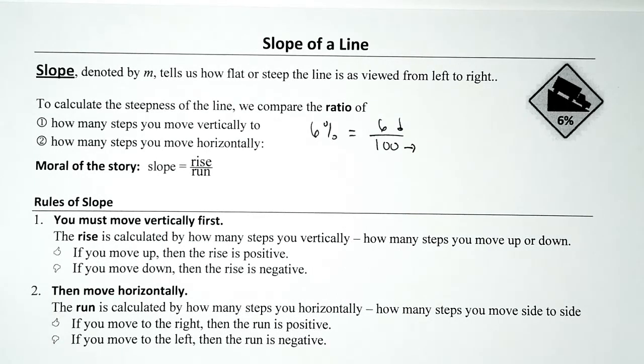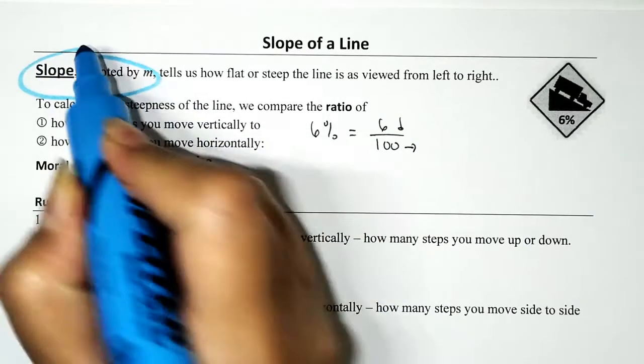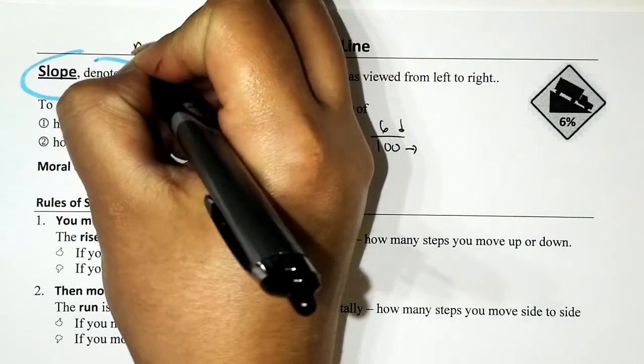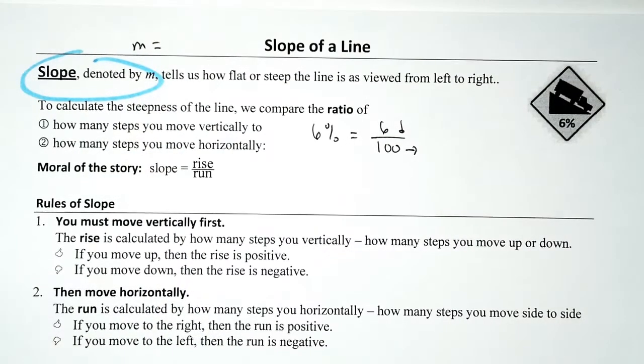So again, we are going to be talking about slope, and we are going to denote that with the lowercase m. So you will rarely see me write the word slope. You're just going to see me write m equals, or slope equals. What's so special about the slope? The slope tells us how flat or steep a line is. The larger the slope, the steeper the line. The smaller the slope, the flatter the line is.